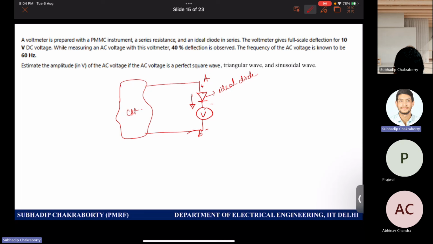So it is saying that we have a series resistance and the voltmeter gives full scale deflection at 10 volts. So if it is 10 volts, like for example here, then it gives full scale deflection with DC. And while measuring an AC voltage, this voltmeter shows 40% deflection. And the frequency is 60 Hertz. I can write f AC.